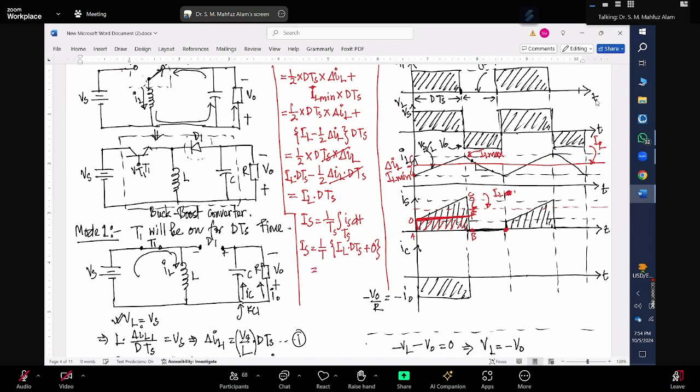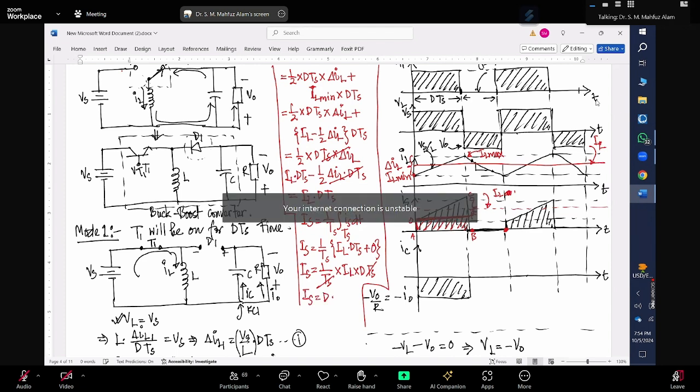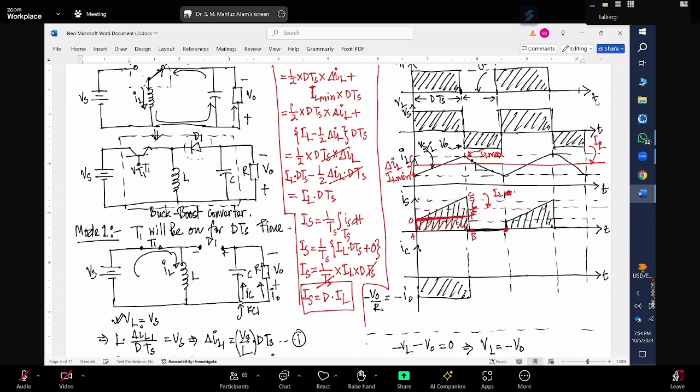So if I cancel this out, the average source current should be D multiplied by IL. Does that make sense? Yes, sir.